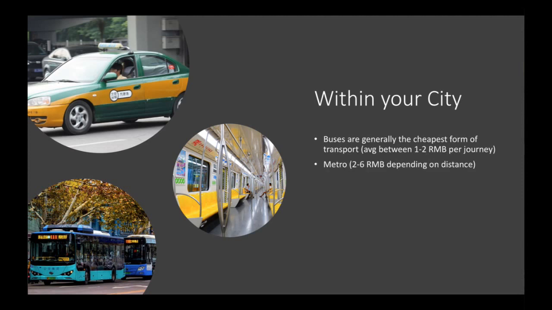Then, of course, there are the metros that exist in the vast majority of Tier 1, Tier 2, and even a large number of Tier 3 cities in China. These are broadly between 2 and 6 renminbi per journey, or around 25 to 70 pence. It very much depends on how far you're going with this, but it is significantly cheaper than taking any kind of underground system in the United Kingdom or the United States. These are all also very new state-of-the-art systems, but they can get incredibly busy at peak times, so do be prepared for a very large squeeze.